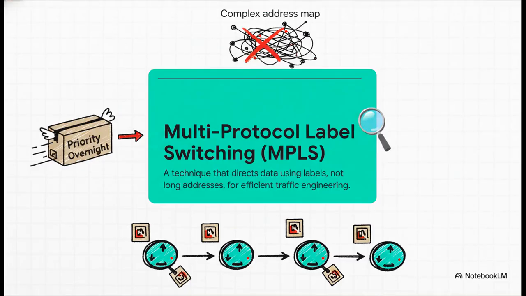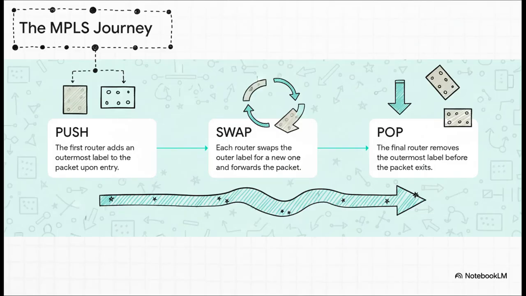And the solution is this wonderfully clever technology called MPLS. Instead of making every router along the path look up a complex address on a map, MPLS just sticks a simple little label on the packet right at the beginning of its trip. It's just like putting a priority overnight sticker on a package. And the whole process is just so elegant. The first router pushes a label on. Every router in the middle simply swaps that label for the next one in the path. No deep thinking needed, just a quick swap and send. And then the very last router pops the label off right before it reaches its final destination. This creates a super efficient, predetermined express lane for all that high priority traffic.